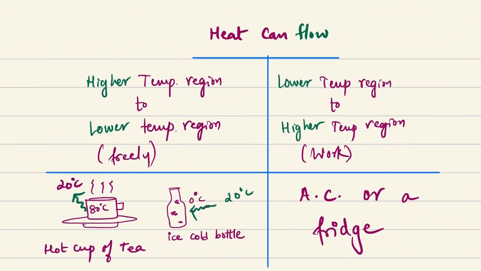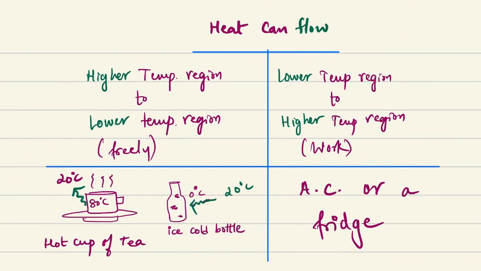Now this heat can flow from one body to another body. Heat can flow, but there are two conditions. Heat can flow either from a higher temperature region to a lower temperature region, or heat can flow from a lower temperature region to a higher temperature region. But there is a difference here. The difference is that heat can flow from higher to lower temperature, but that will happen freely. Like you do not have to do any work for this.